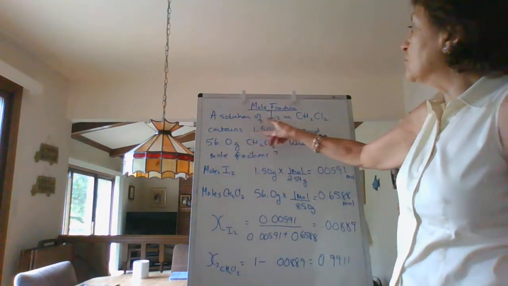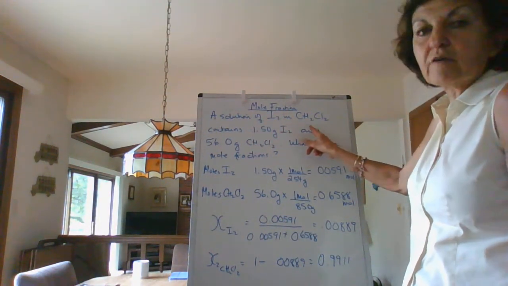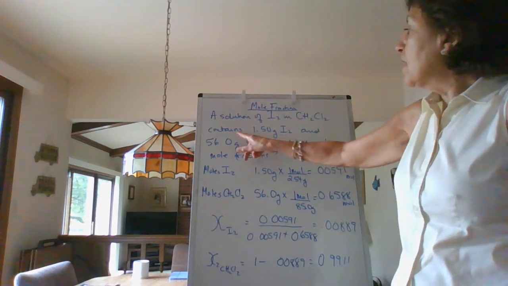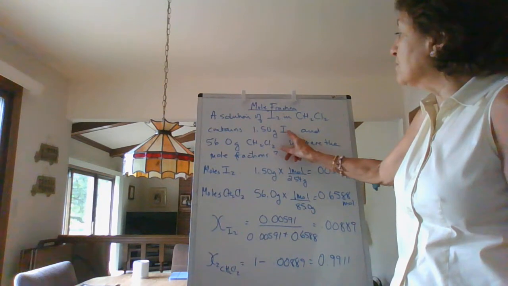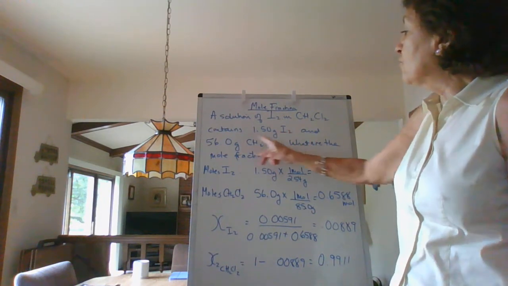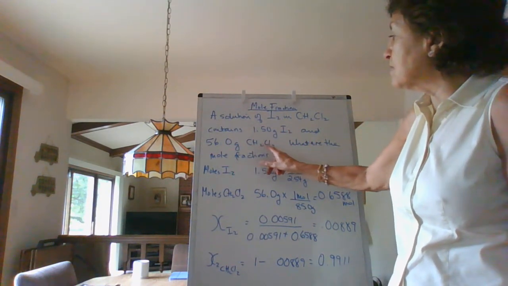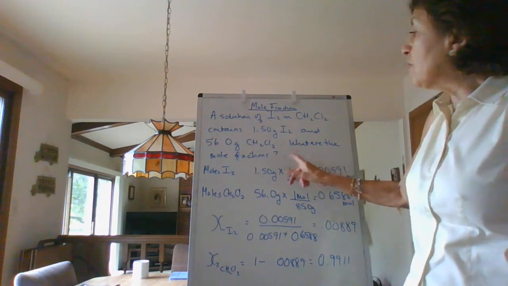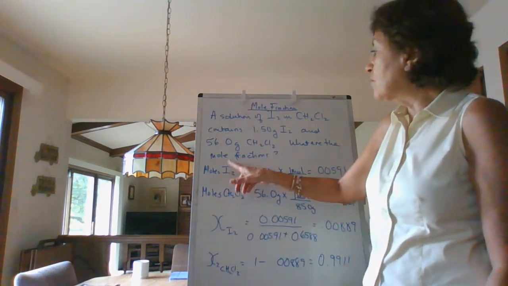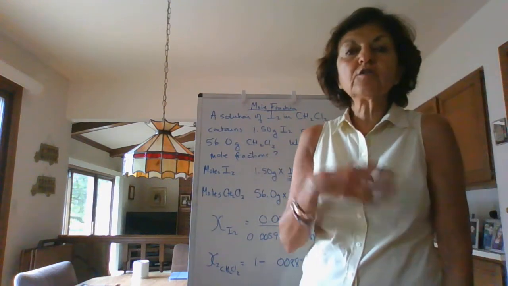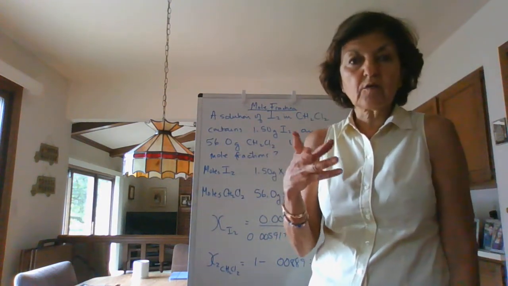Basically, you've got a solution of iodine and methylene chloride, CH2Cl2. And the information is that you've got 1.50 grams of iodine and you've got 56.0 grams of methylene chloride. And we want to know the mole fractions of each, okay? So remember, in order to do mole fraction, you need moles of everything, okay?